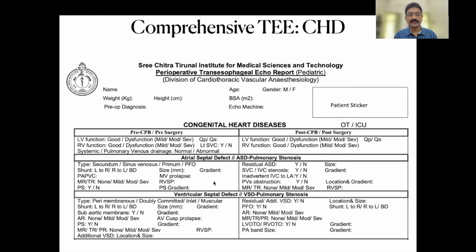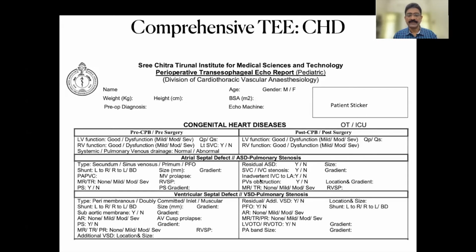If you look at the report form, we have diseases mentioned here, and below that, what exactly we should look for with the echo is written. For example, if it is an ASD, we look at the type of the ASD, how is the shunt flow, whether it is a left to right, right to left or bidirectional shunt, the size of the ASD, the gradient, and whether partial anomalous pulmonary venous connection is present or not. We look at the mitral valve, mitral regurgitation, tricuspid regurgitation. I also look for pulmonary stenosis, and if there is pulmonary stenosis, what the gradient is. Again, in the post-CPB period, you look at the residual ASD and look for stenosis across the SVC and IVC, especially in patients with a deficient IVC rim.